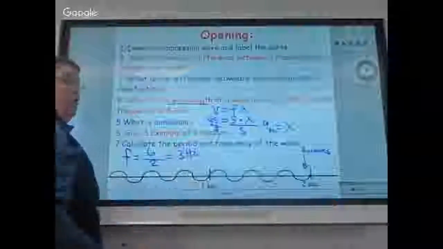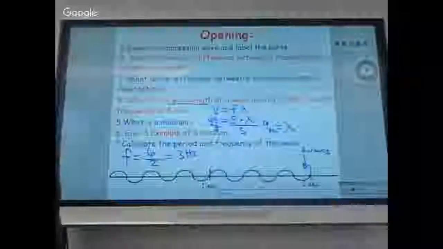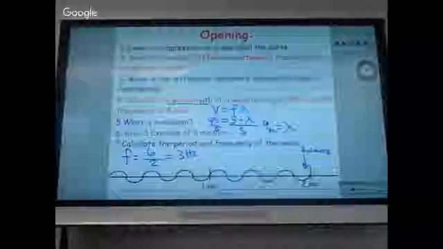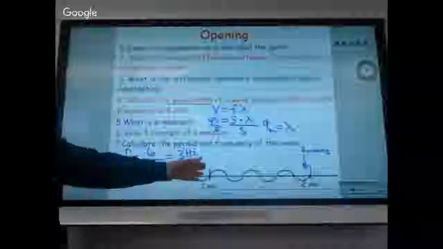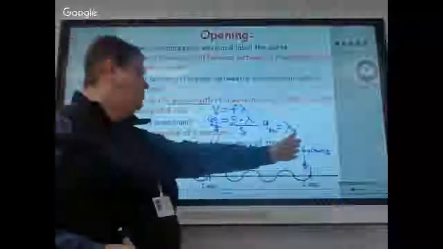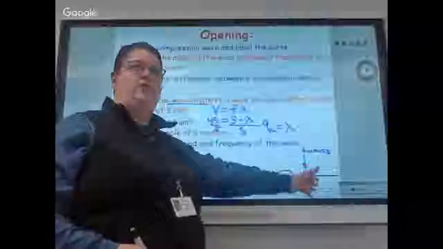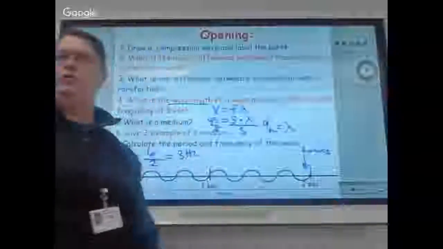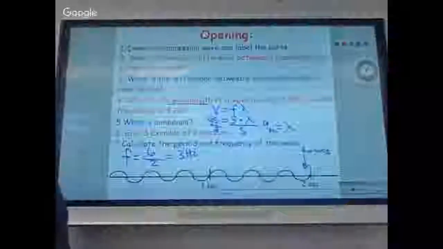Now, if you wanted to use the 1 second, you got to quit counting where? At the 3, and you would get 3 over 1, which is still going to give you the same frequency. Okay? You can use the 1. You just got to quit counting at the 1. Okay? But if you go to the end, you count all the waves to the 2 seconds, and then you use the 2 seconds. Does that make sense?